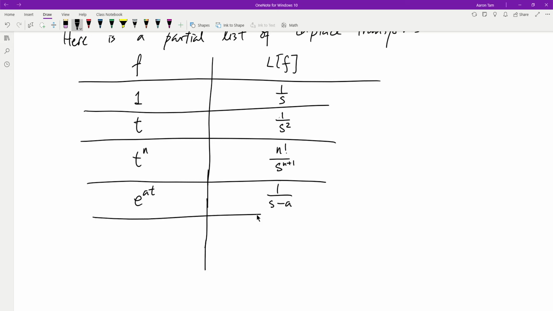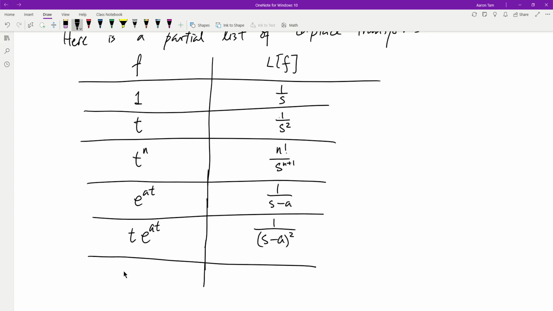What happens if you have a t in front? That usually indicates repeated roots, which is the reason why we have 1 over (s minus a) squared. And the last one that we'll write for now is t to the n times e to the at, which equals n factorial over (s minus a) to the n plus 1. Notice that these last three formulas actually include the first three, provided that a is 0.